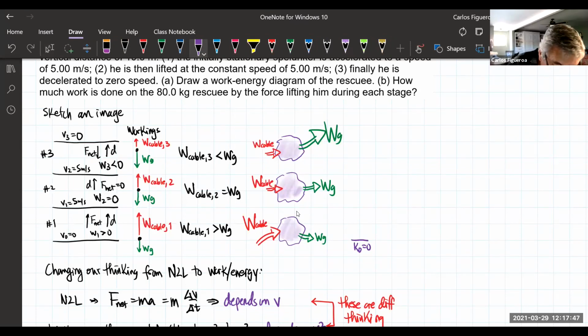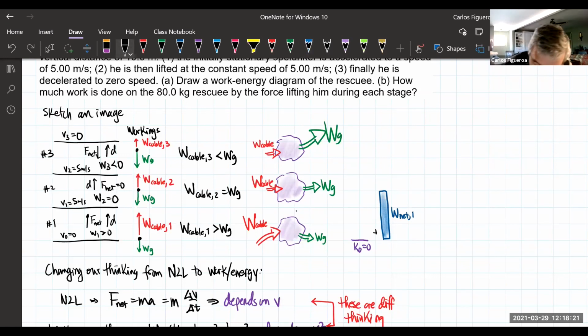But wait a minute, what do we know about the first case? We know that the work of the cable has to be greater than the work of the gravity. So then that means there's work being done. So how much work am I going to be doing? Let's say you do this amount of work. So this is going to be the net work done during the first stage. And when you look at this thing, it looks like this.